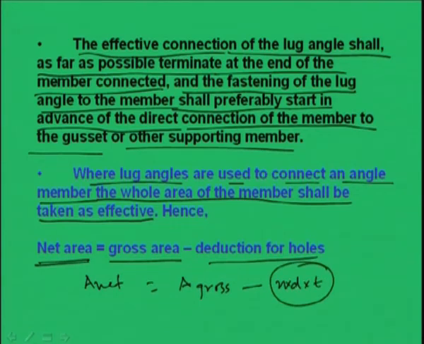So, n into d into t. So, A gross minus the hole area. It means if the number of holes is n, the number of rivets is n, and the diameter of the rivets is d, and t is the thickness of the plate, then the net area will be this. So, in this way we have to calculate.